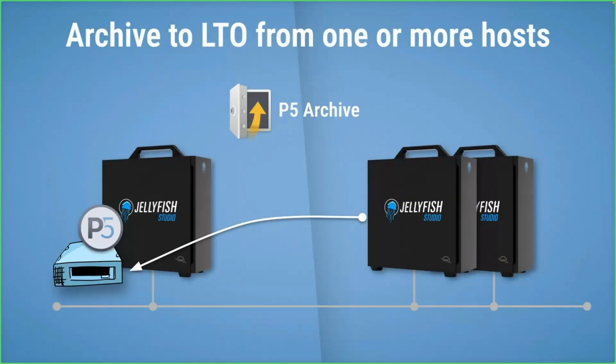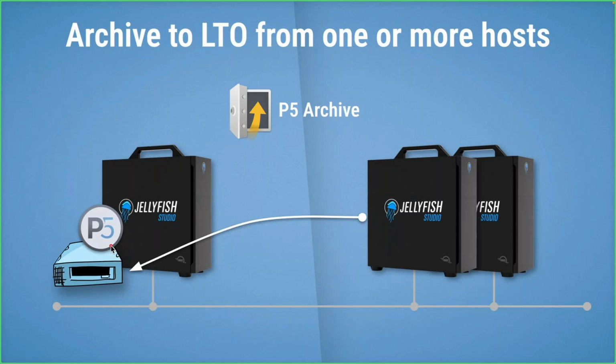So in this graphic, we've got archiving to LTO from one or more hosts, where we're looking at these Jellyfish units, Jellyfish Studio units. So what we have on the left-hand side is our P5 server, where we've got our tape hardware attached, and we've got P5 configured so it can write to that tape hardware. And of course, it would be able to write from the disks that are local in this Jellyfish unit here, but you can add additional Jellyfish units and then across the network also archive those to the same tape device.